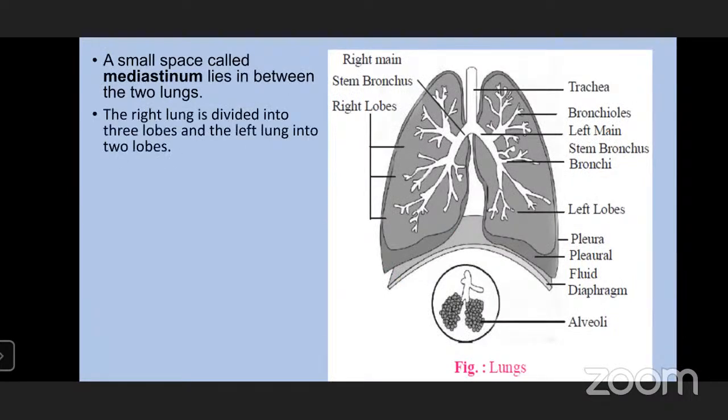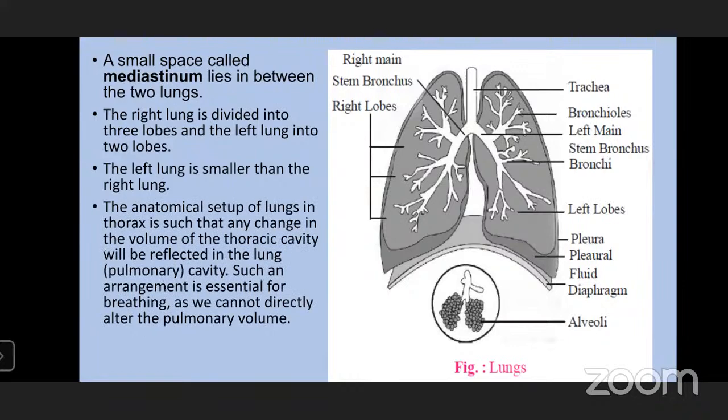This is the right lung and this is the left lung. So the right lung is divided into three lobes, and the left lung is divided into two lobes. So there are two lobes in the left lung and three lobes in the right lung, and the left lung is smaller than the right lung.